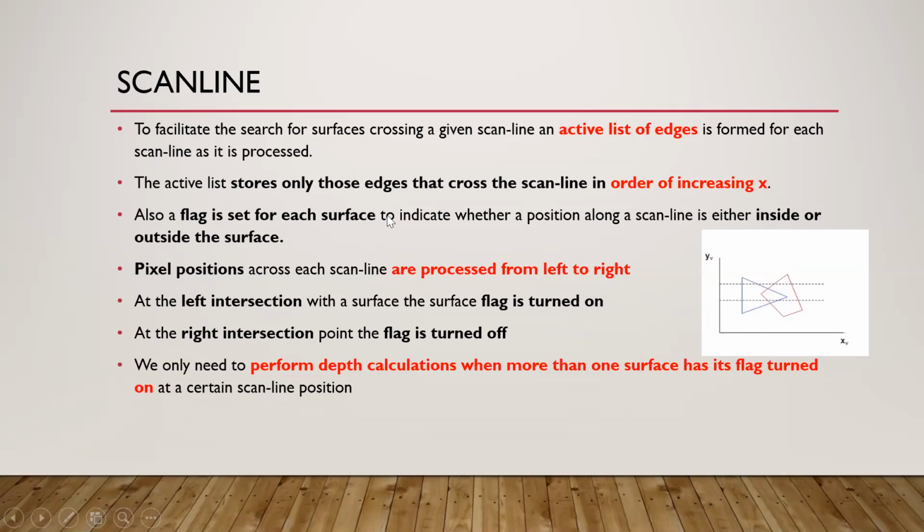And when you're processing from left to right, and when you are on a particular surface, the flag is set to 1, and when you exit the surface, the flag is set to 0. So that's how. And if two surfaces are on at the same time, you are going to consider the depth value, and based on the depth value, you are going to color the object.